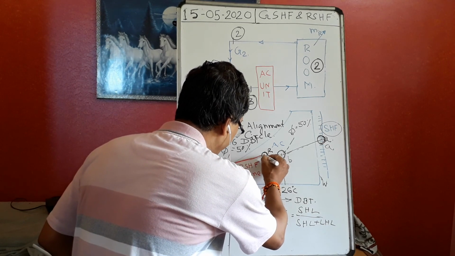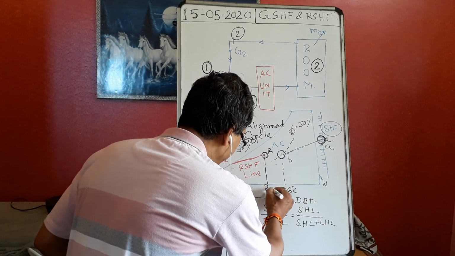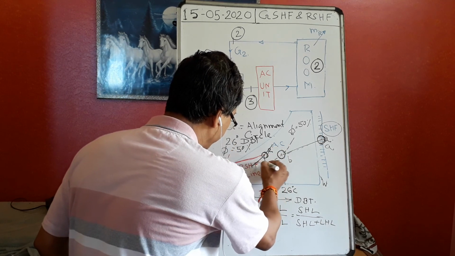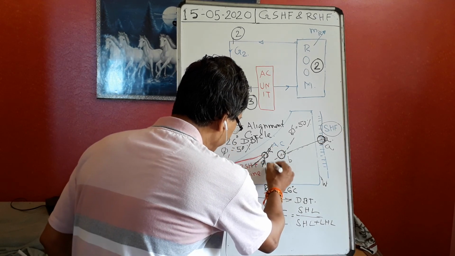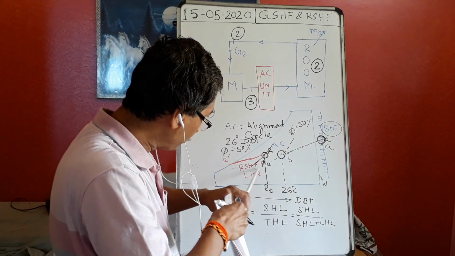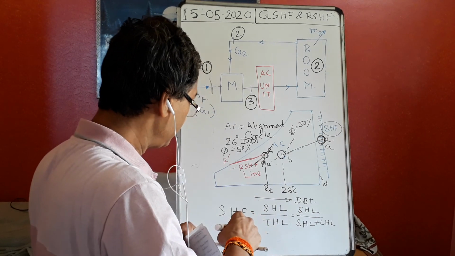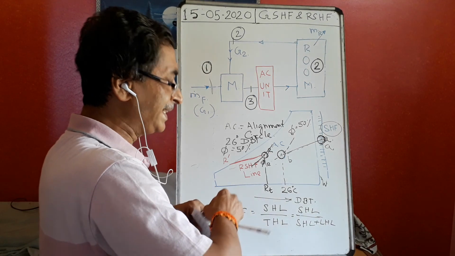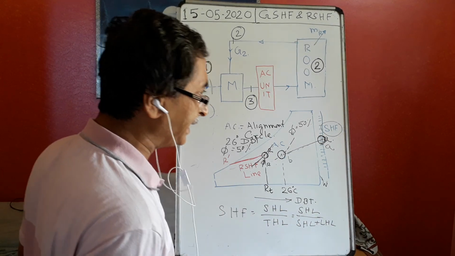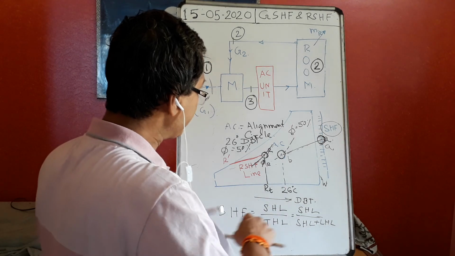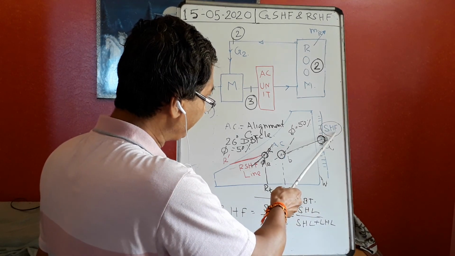So this is my room condition. This is the room temperature RT, and this is the relative humidity phi r. So this is my desire. I desire my room condition will be here. So now there is a technique to finding room sensible, because sensible heat factor I have on.